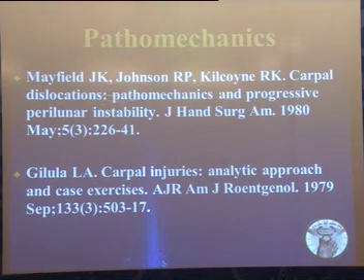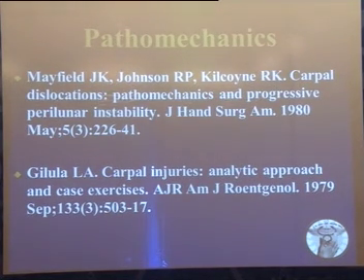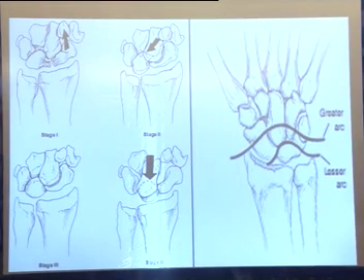As for the pathomechanics, Mayfield has classified it into four stages. Stage one is when the patient has a hyperextension injury to the wrist and there is a tightening of the scapho-trapezio-trapezoid (STT) ligaments that causes extension of the scaphoid, and that leads to force on the lunate bone and causes disruption of both the dorsal and palmar scapholunate ligaments.